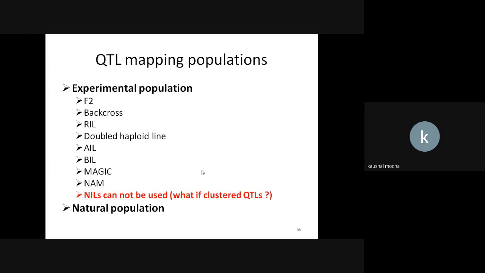So mapping populations can be utilized. Any mapping population we can use, but RILs are most widely used. MAGIC and NAM are used for combined linkage and association analysis. We'll come to that later on. NILs can be used. Normally, NILs are not used for QTL analysis, but if you are focusing on major QTL or clustered QTL, then near isogenic lines may be used.